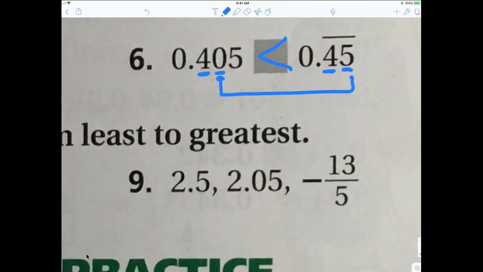Now, a lot of kids, pay attention, a lot of kids think that this one's greater because it says 405. Does everybody hear me now? Don't make that mistake. I'm trying to show you where you're making your mistakes. If you're not paying attention, you're going to make that mistake. Most people think that 405 is greater than 45, so that's greater than, but not in decimals.